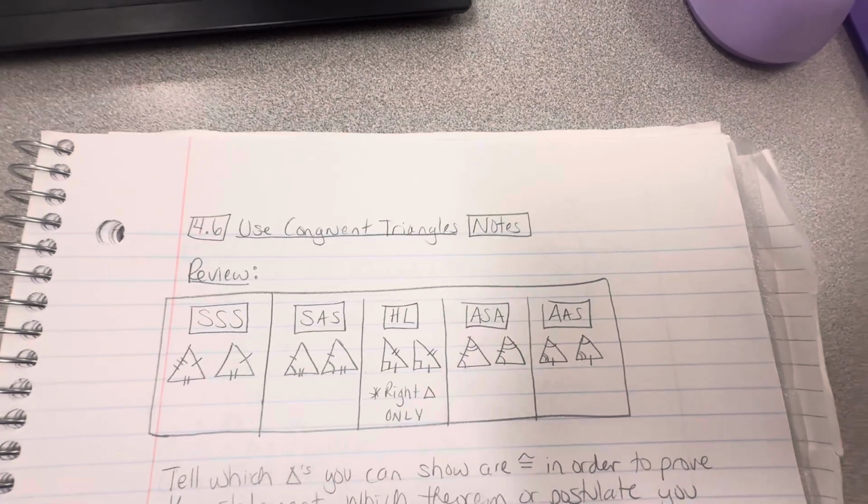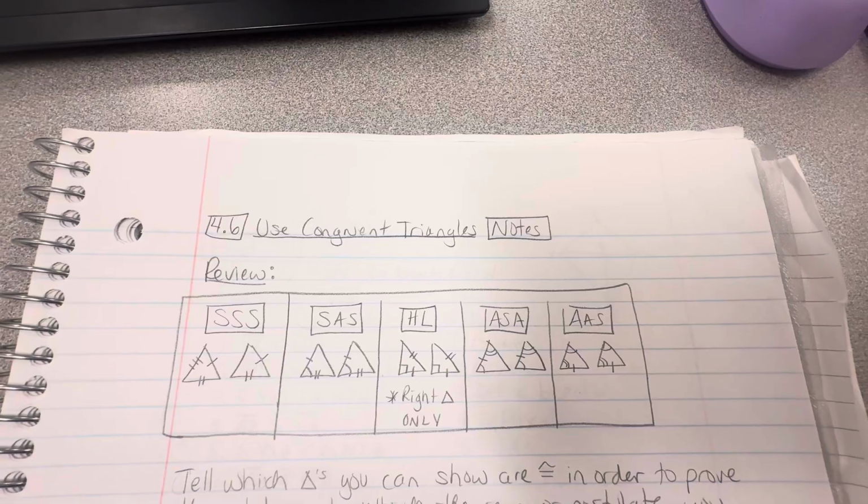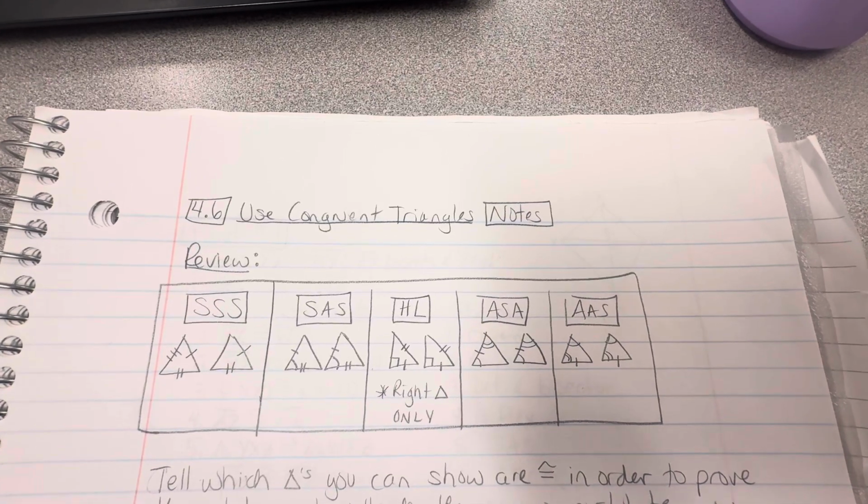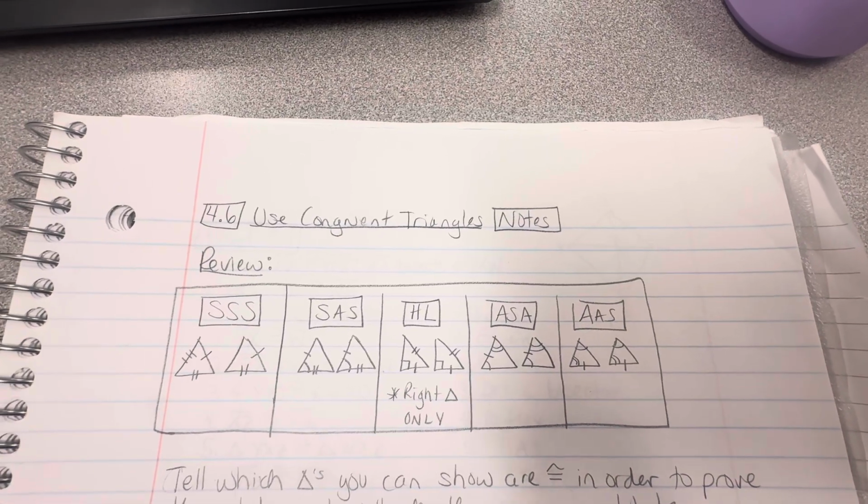Okay, 4-6, use congruent triangles. This puts all of our shortcuts together. So you can see in our notes, we have the 5 different shortcuts that you've learned in previous lessons.